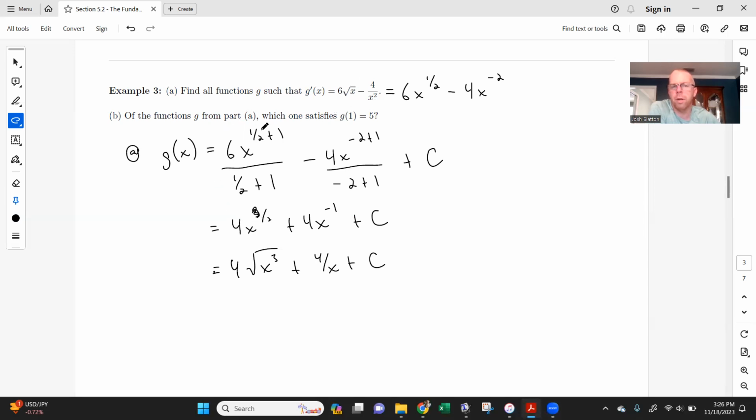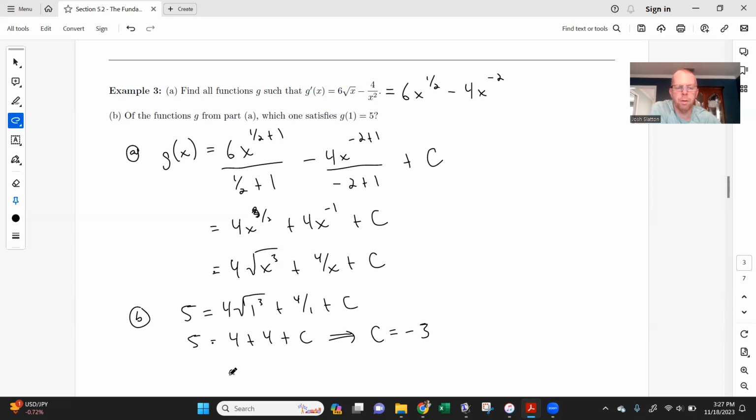Now, of the functions in part A, which one satisfies g of 1 equals 5? So here we are going to take this general antiderivative. The x is going to be 1, the y is 5, and we're going to figure out what c is to make the function go through this ordered pair. So set it equal to 5, and we're going to plug in 1 for x. And this is obviously pretty simple. 5 equals 4 plus 4 plus c, which means c is -3.